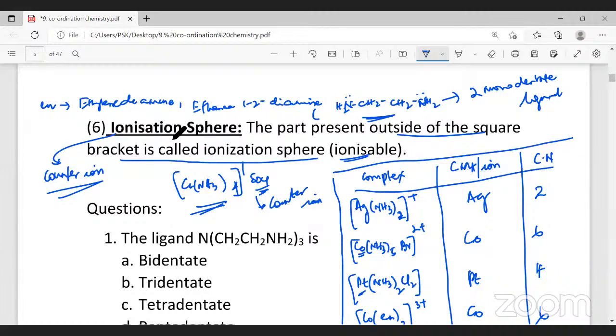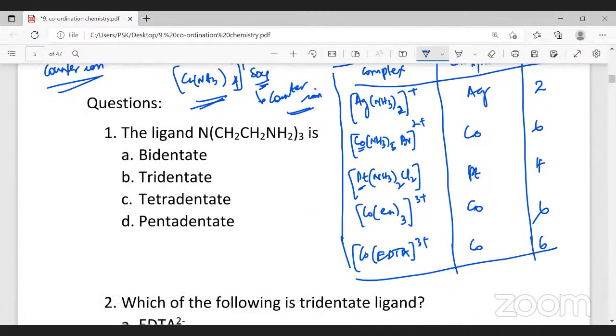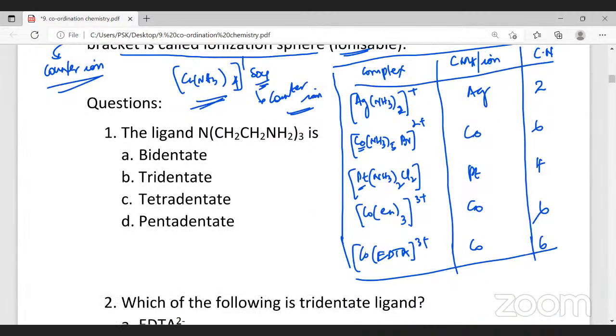Actually, this is wrong. Coordination sphere and ionization sphere mean the same, whatever is in the square bracket. The outside ion is called the counter ion. In one of the materials, they have written ionization sphere as the ion which is outside the square bracket. So I have taken this for our understanding. All right. So coordination number is clear? Yes, sir.